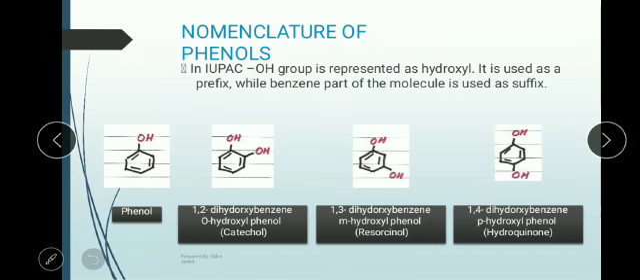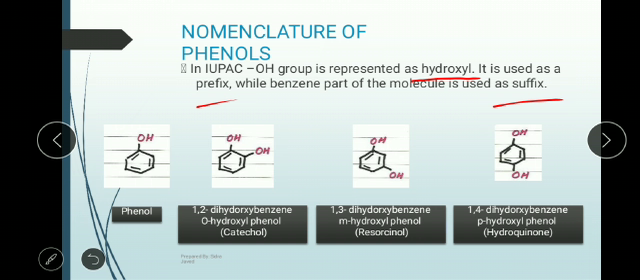Nomenclature of phenols. In IUPAC, the OH group is represented as hydroxyl. If you have to write OH in IUPAC, how will you write it? By the name of hydroxyl. It is used as a prefix. Hydroxyl always comes where? In the prefix. While the benzene part of the molecule is used as suffix. We will consider the benzene ring as suffix, and OH as prefix.